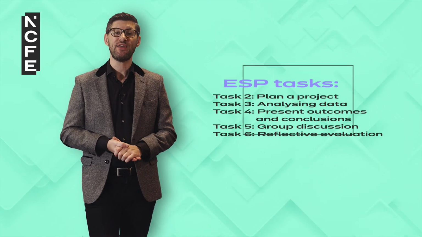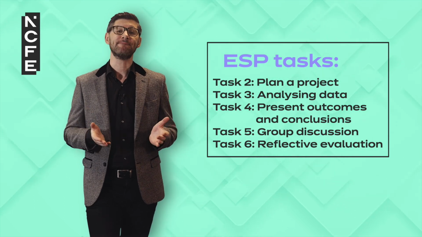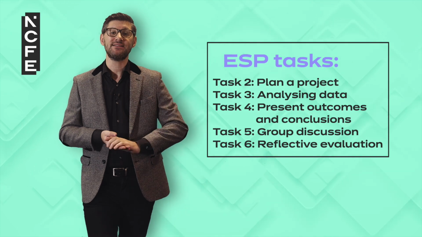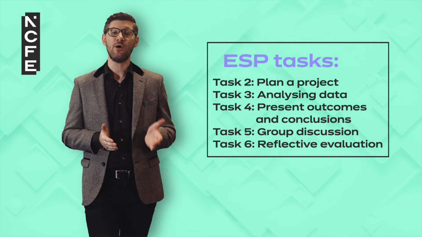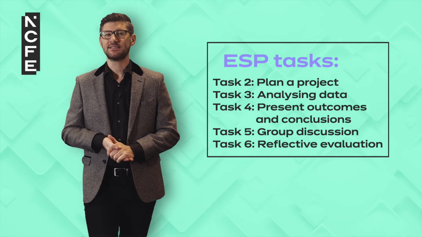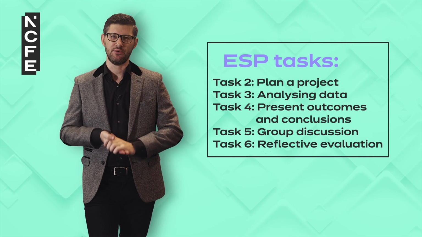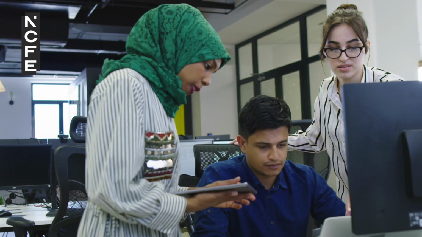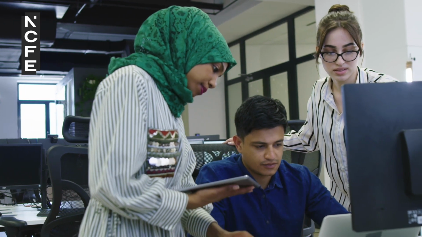Written and verbal communication is assessed within a number of tasks within the ESP, including Task 2, planning a project, Task 3, analysing data, Task 4, presenting outcomes and conclusions, Task 5, the group discussion, and Task 6, the reflective evaluation. Communication skills, both written and verbal, will be embedded throughout teaching and learning. For example, when covering how best to present outcomes of data analysis or reporting of conclusions.